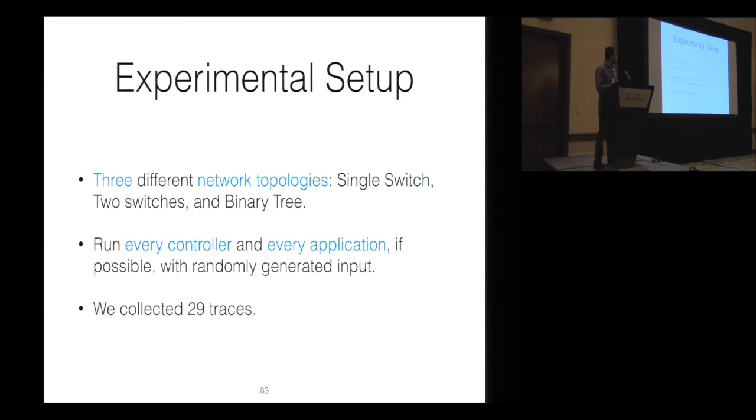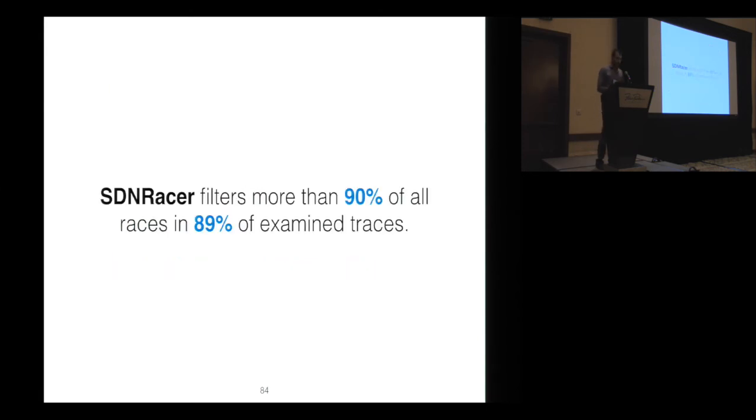So we test with 3 network topologies: single switch, 2 switches, and binary trees. And we run every controller and every application if possible, and we generate packets randomly in the network. So we collected a total of 29 traces.